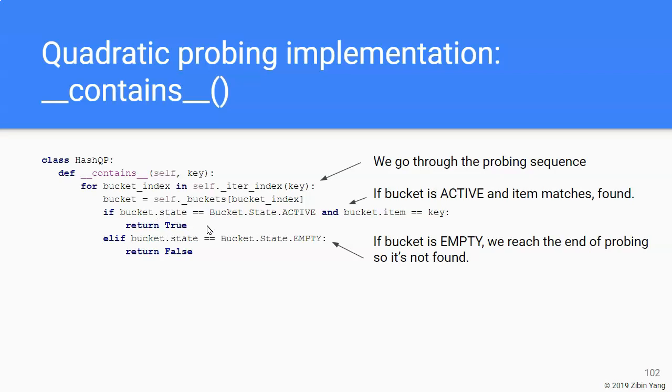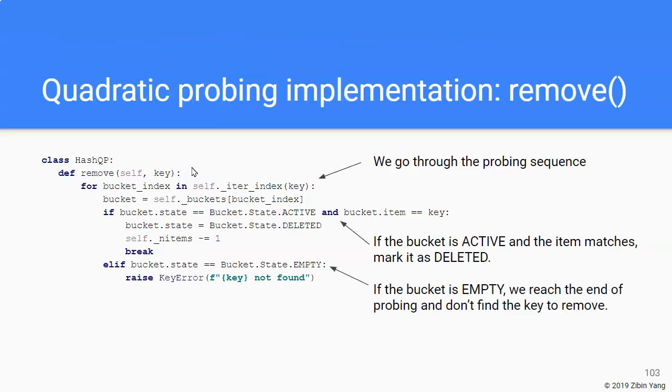So we return true. Another condition is that we reach a bucket that is empty, and that, as we saw earlier, signals that we've reached the end of the probing sequence. So we don't have to look any further, and that means the key that we're looking for is not in the hash table. So let's look at one more operation, and that is to remove a given key.